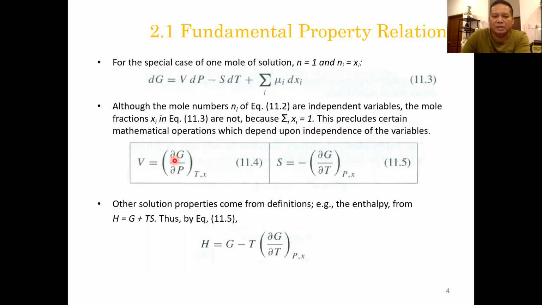For volume, it is the partial derivative of G over P at constant T and x, the number of moles. And then for entropy, it is the partial derivative of G over T at constant P and x. And from here also we can expand it to enthalpy, which is G plus TS, which gives energy, temperature, and entropy. So it can be written into this form.